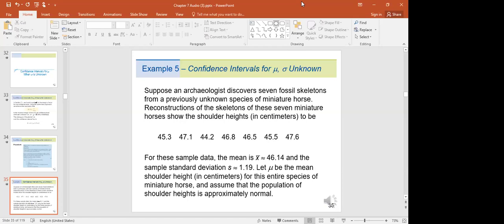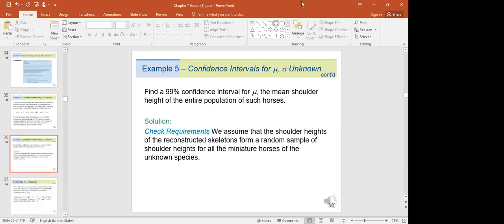When you have your values in the calculator, you let me know. Okay, I have all of them added. Okay. So we want to find the 99% confidence interval. To find the 99% confidence interval, you press start.